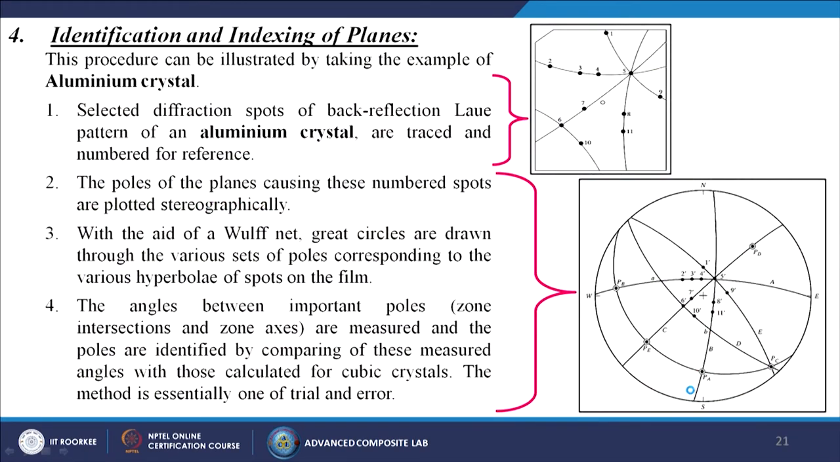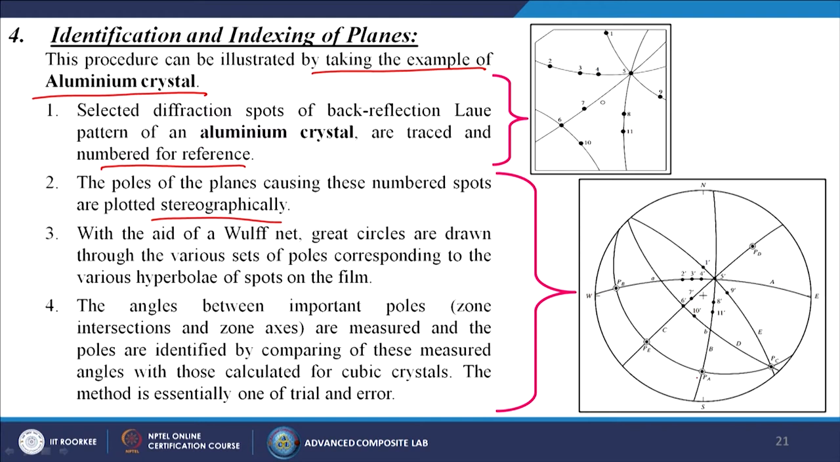Next is the identification and indexing of planes. This procedure can be illustrated by taking the example of an aluminium crystal. First, selected diffraction spots of a back reflection Laue pattern of an aluminium crystal are traced and numbered for reference. So, we have numbered all the spots over there. The poles of the planes causing these numbered spots are plotted stereographically. So, all the poles have been plotted over there. With the aid of a Wulff net, great circles are drawn through the various sets of poles corresponding to the various hyperbolas of spots on the film.